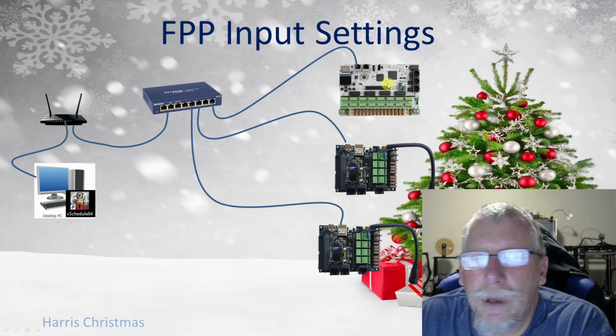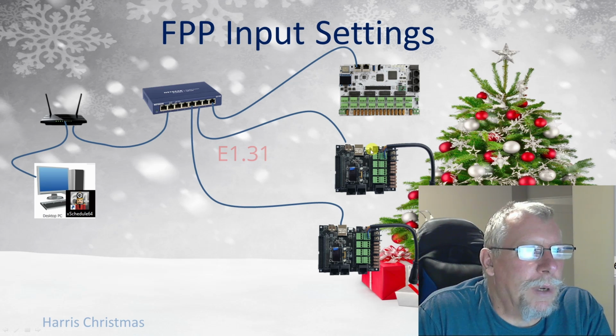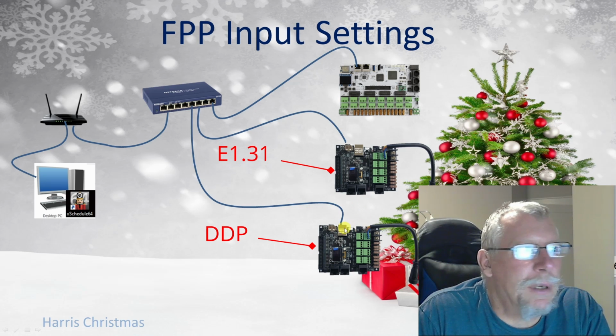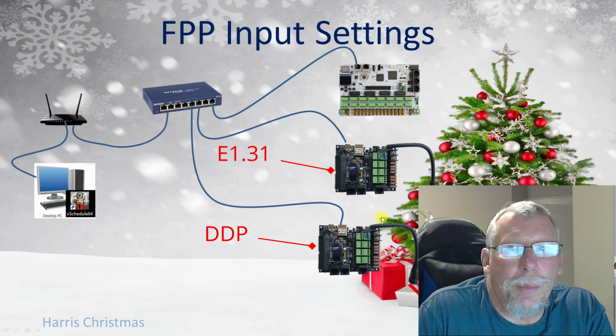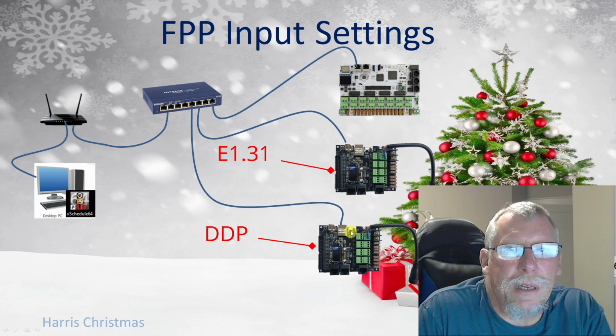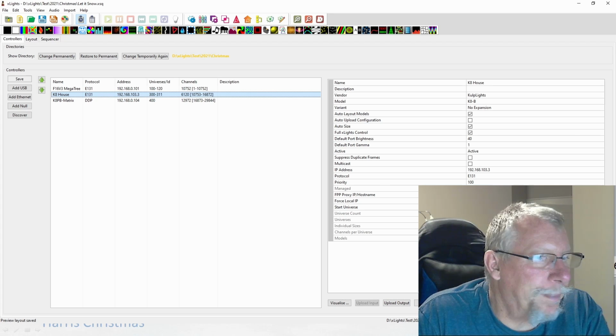One Falcon is going to be using E131, and for demonstration purposes, one K8 is going to be using E131, and the other K8 will be using DDP. Each FPP device will only need inputs configured for the data it will be processing. So the only one that's going to be processing any data is this one. This one is DDP, so it just needs enabled, and this one needs to be configured. So let me show you how you do that.